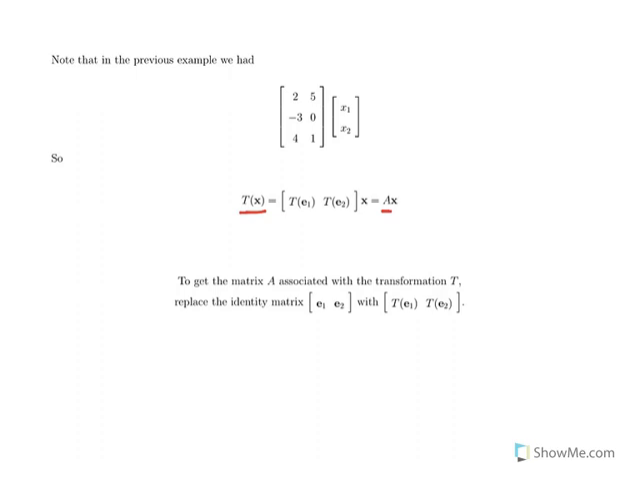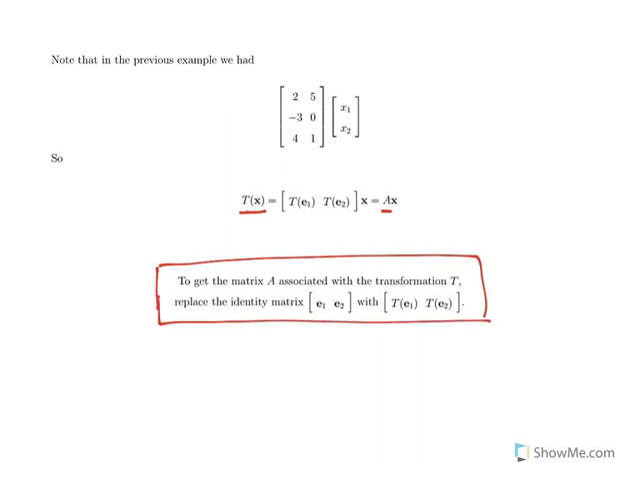So again, to get the matrix A associated with the transformation T, replace the identity matrix columns E1, E2 with T of E1, T of E2. And in general, this would be for any n-dimensional vector or matrix.